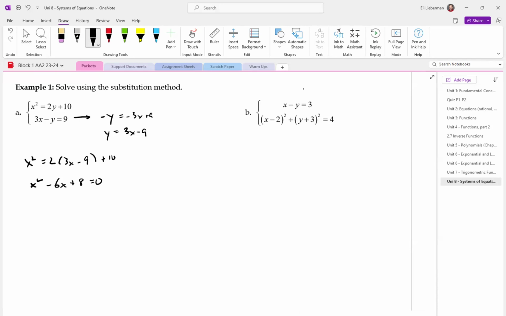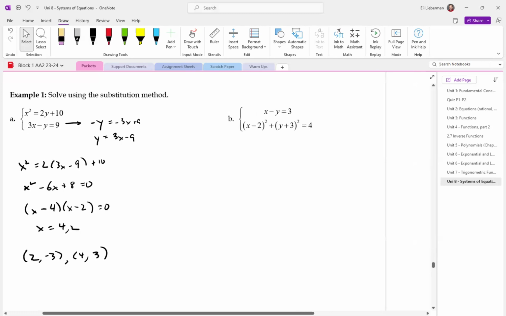Then from there, I got x minus 4 times x minus 2 equals 0. And that gave me x equals 4 and 2. And then I plugged that back in, and my points were 2, negative 3, and 4, 3. Do we agree? Any questions, comments? Nicely done, James. Thank you.